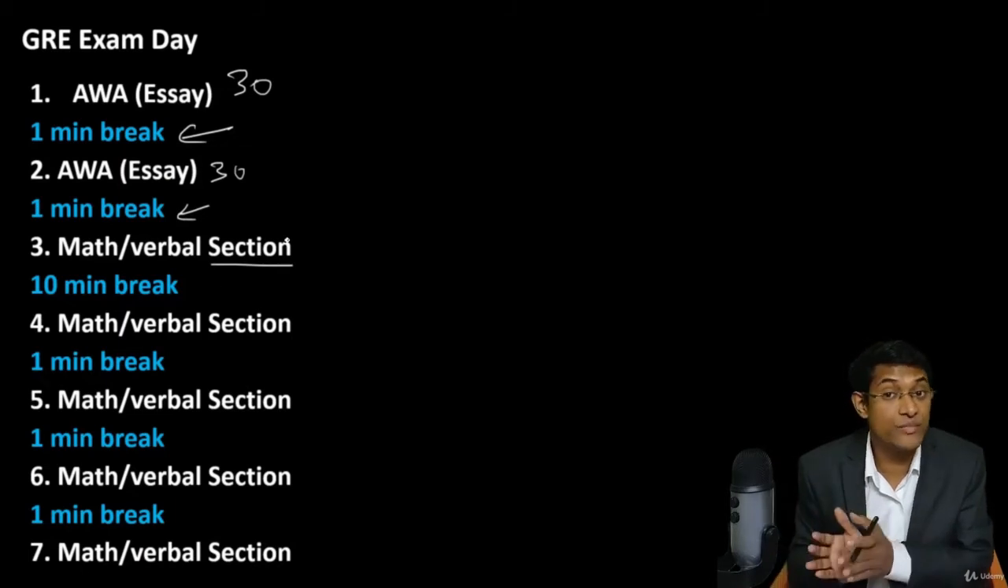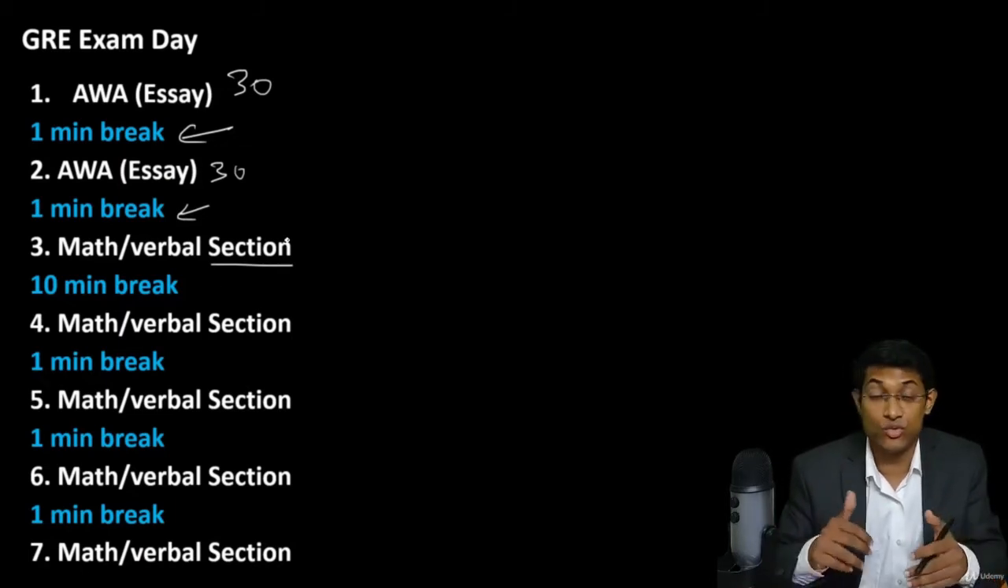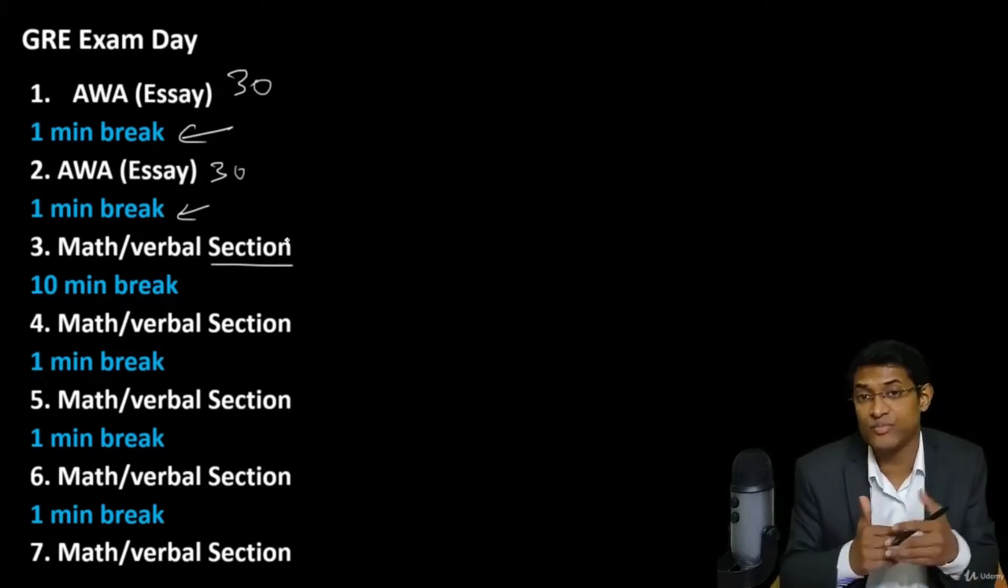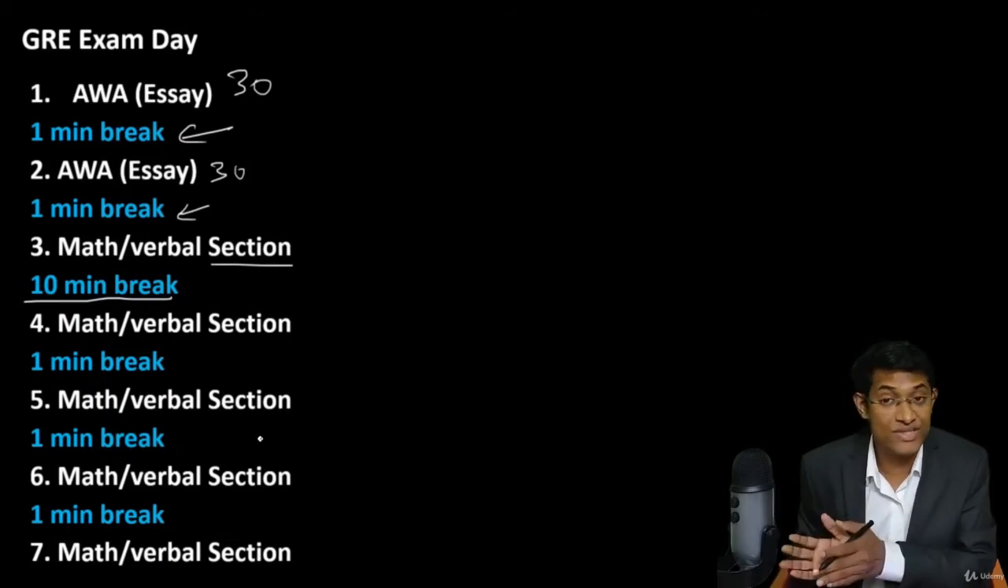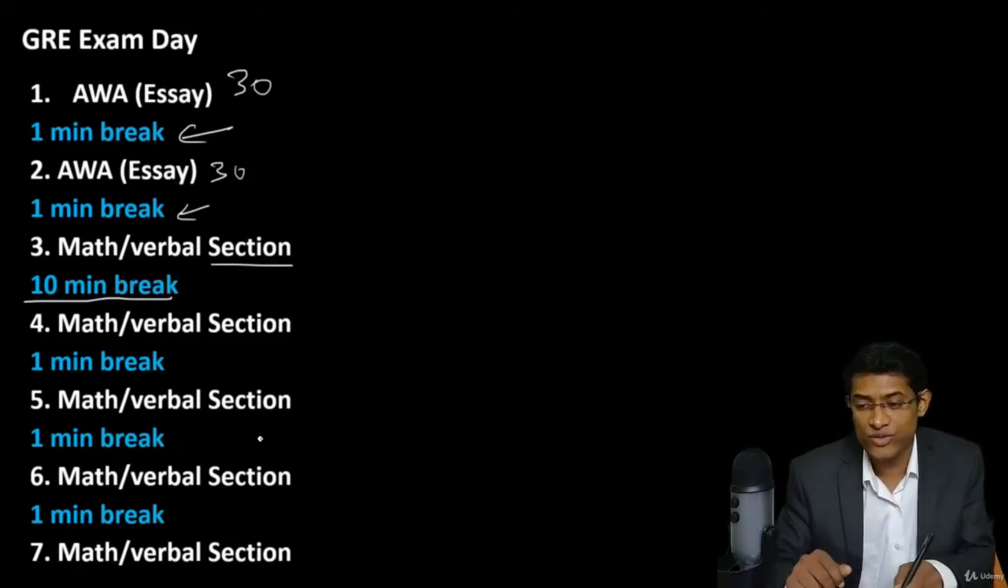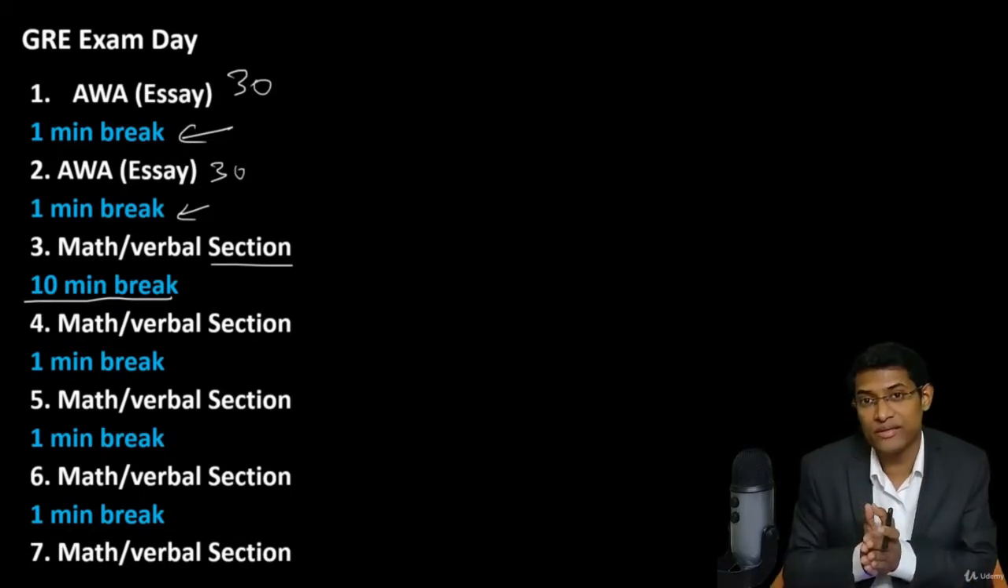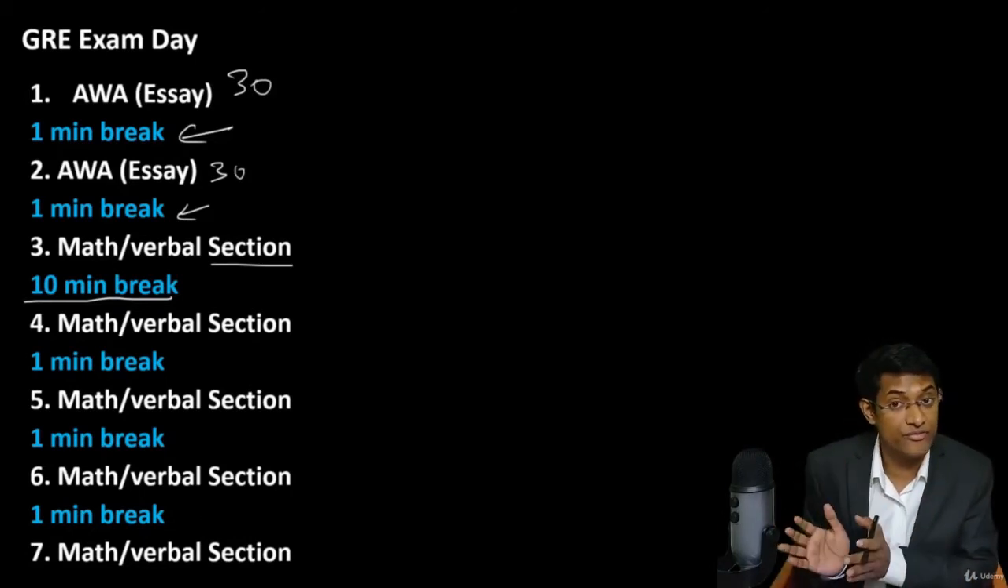So this can be either math or verbal. It's random. So for some people, it may be math, and for some people, it will be verbal. Now, after this is over, you do get a 10-minute break. And then your following 4 sections come one after the other, with 1 minute breaks in between. Now, what's the most important thing that you need to keep in mind on the day before the exam?